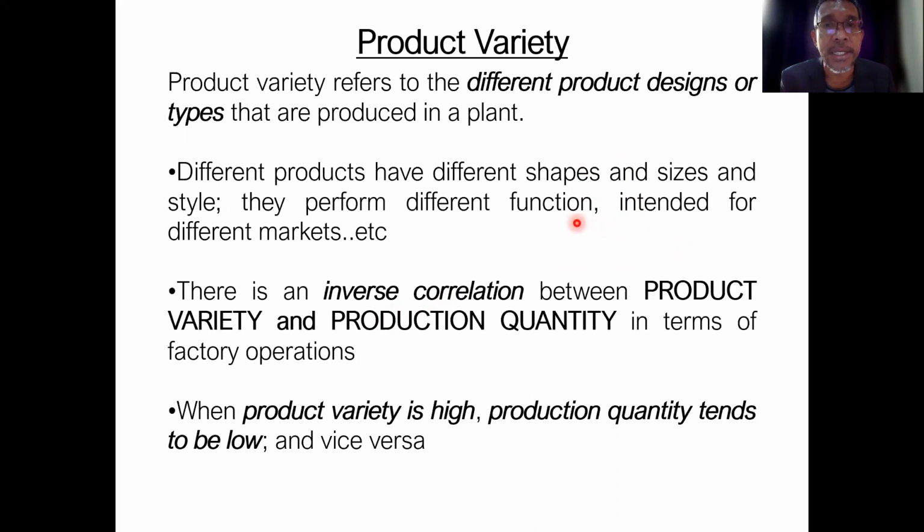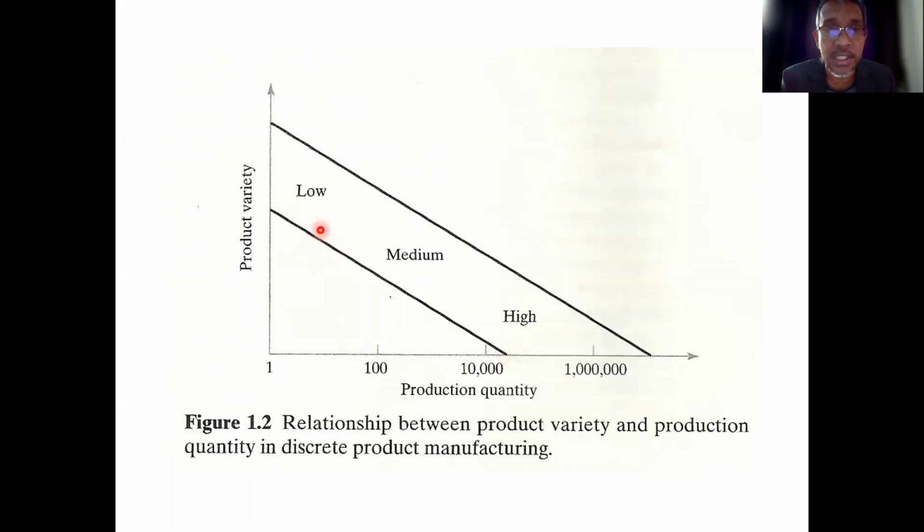So normally this will affect the production floor or design section or manufacturing section to produce the part with various functions, various varieties. So the correlation between product variety and product quantity is an inverse correlation. There is a relationship between product variety and product quantity.